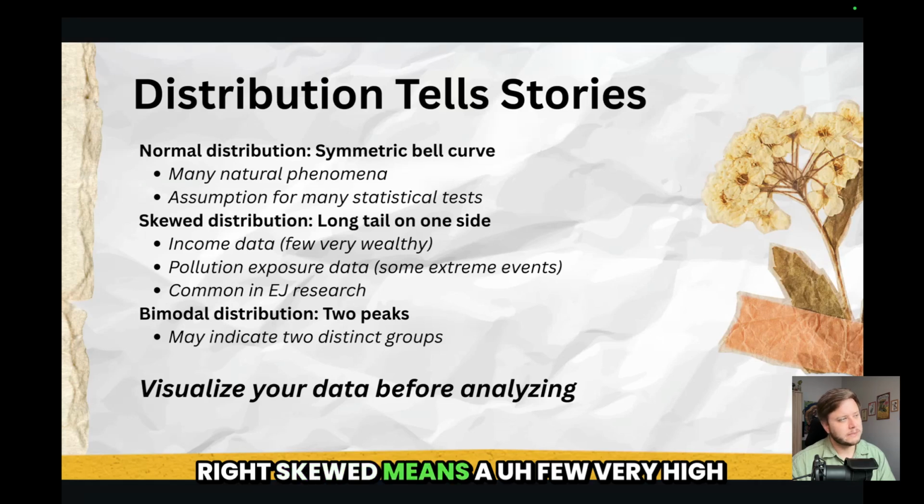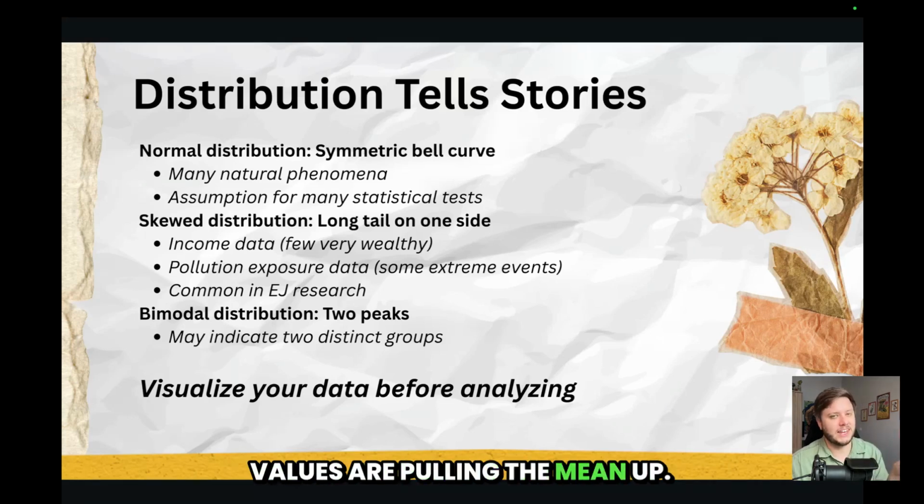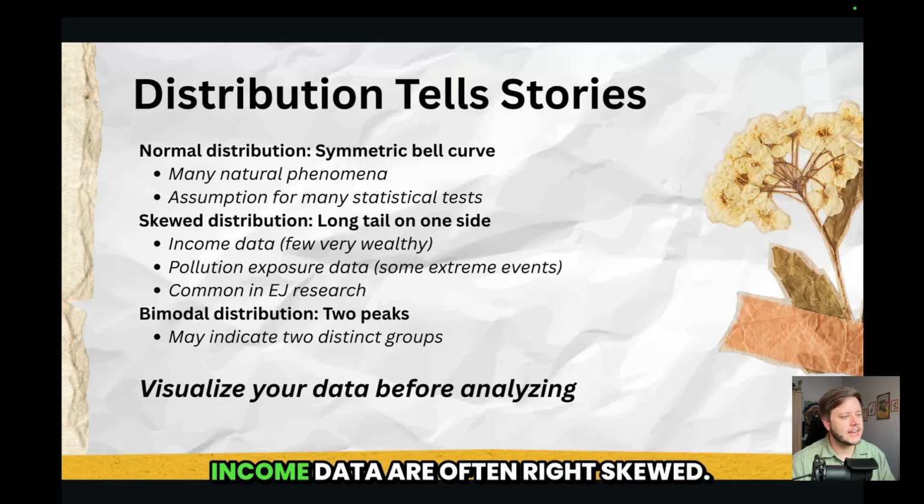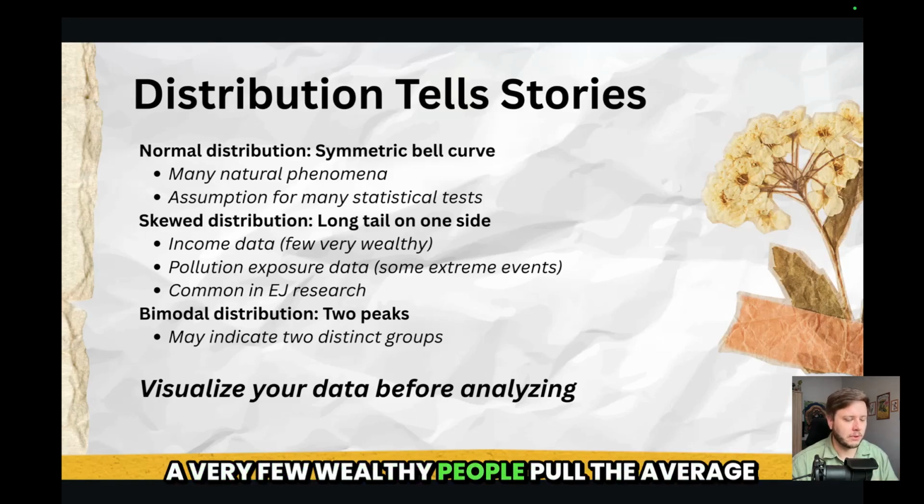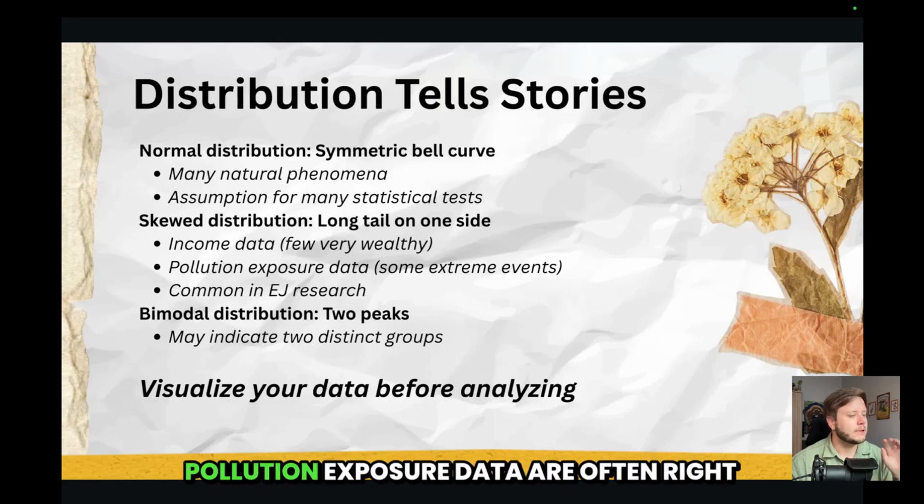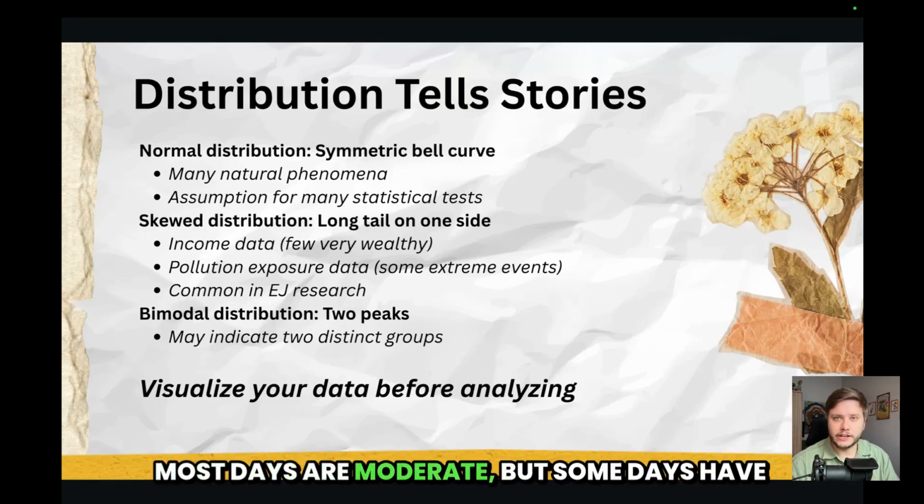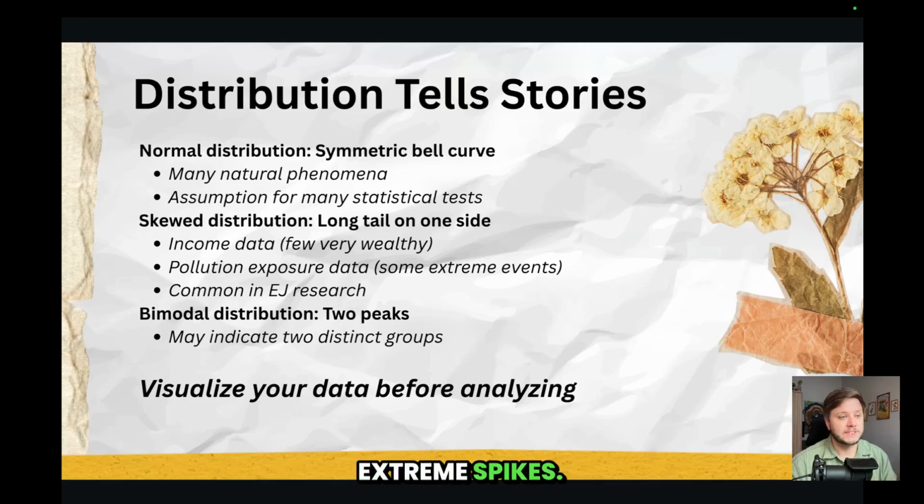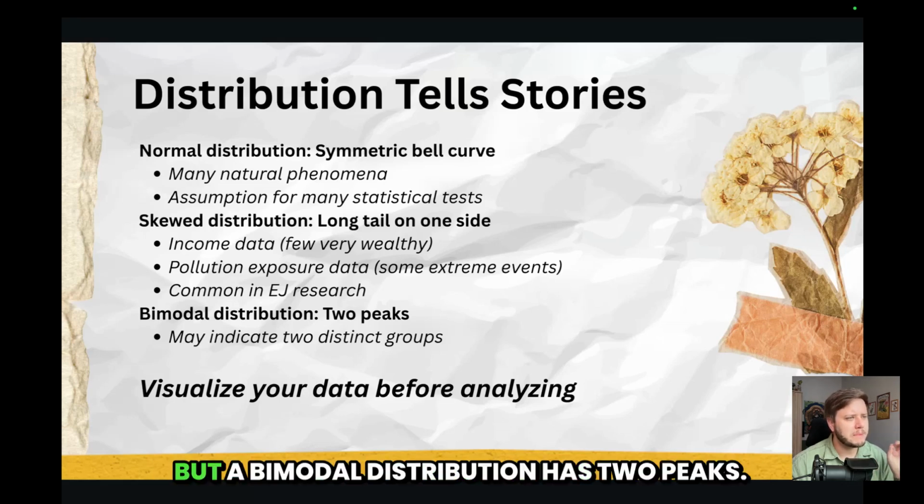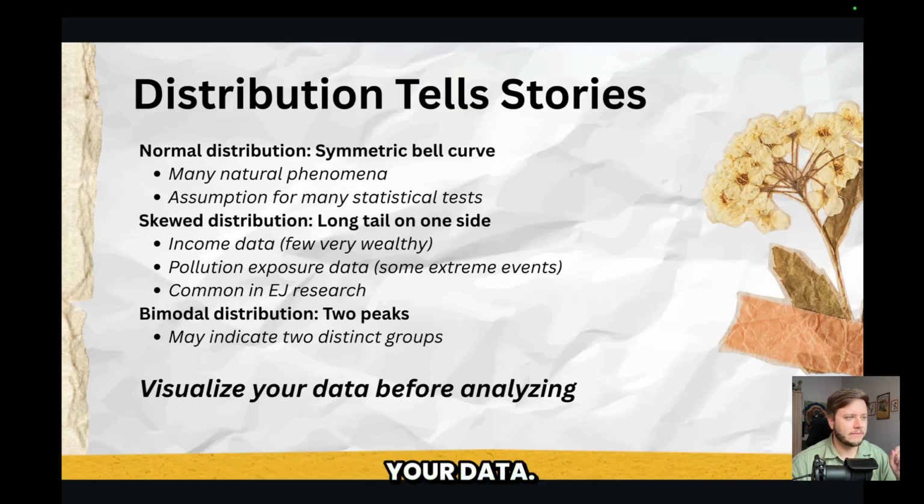Right skewed means a few very high values are pulling the mean up. Income data are often right skewed, right? A very few wealthy people pull the average up. Pollution exposure data are often right skewed. Most days are moderate, but some days have extreme spikes. Okay. But a bimodal distribution has two peaks. This may indicate two distinct groups in your data, right?